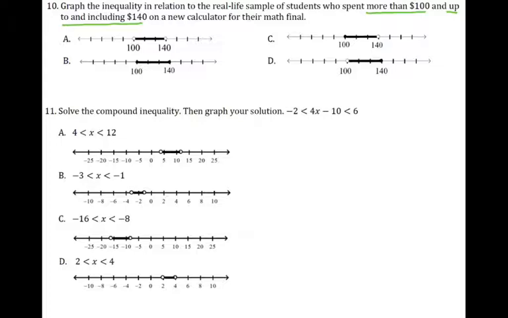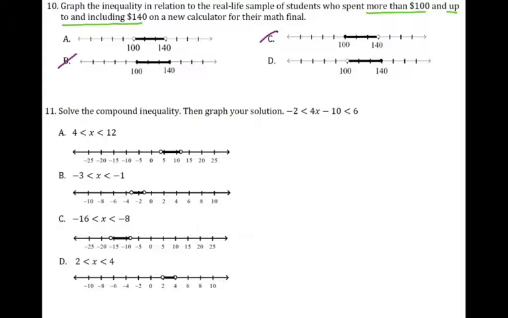Okay, so when I'm looking at graphs of inequalities, I need to pay attention to a few things. I need to see if I have open circles or closed circles. A closed circle means that you can actually include that value. An open circle means that you cannot include that value. So since my students are spending more than $100, that means at 100 I should have an open circle. So that eliminates some of your answers where 100 has a closed circle.